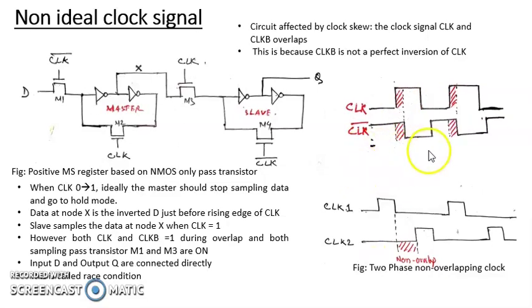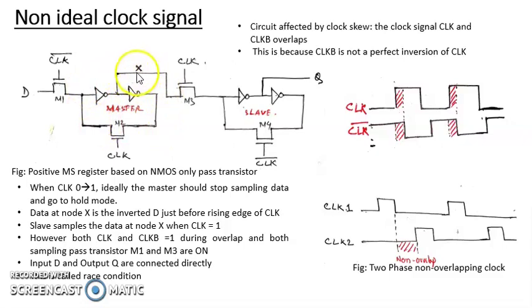To understand the effect of clock skew, let us consider this positive master slave edge triggered register where NMOS only pass transistors are used in the construction of the master and slave stages. When the clock goes from 0 to 1, the master stage should stop sampling of the data because this will become 0 and this becomes 1. So this transistor turns off and this transistor turns on. So the master stage should stay in a hold state when the clock makes a transition from 0 to 1.